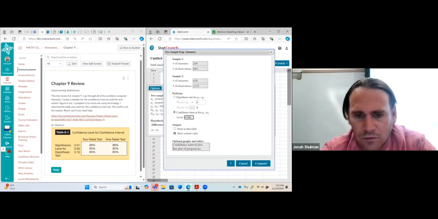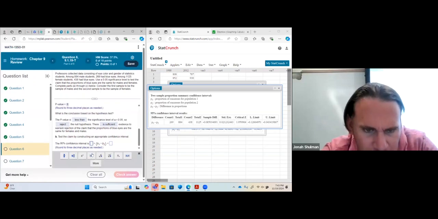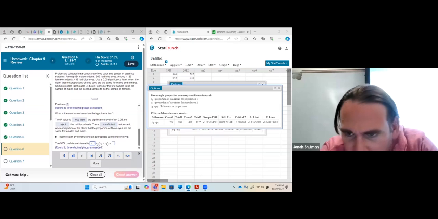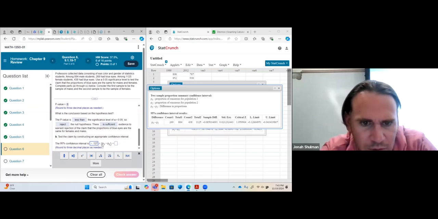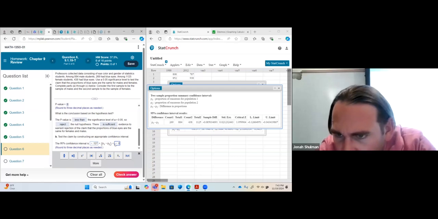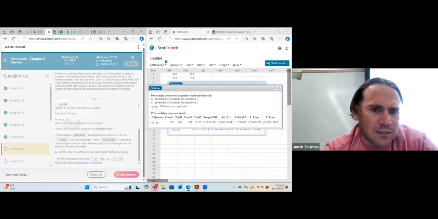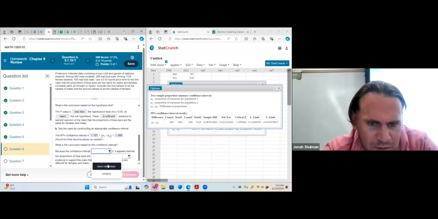So confidence interval, 95%, compute. Our lower limit is, to 3 decimals, negative 0.127. And this one's going to be negative 0.043. Let's see if that's correct. Fantastic. So because the confidence interval does not contain 0, the proportions are not equal. There is sufficient evidence to support the claim.